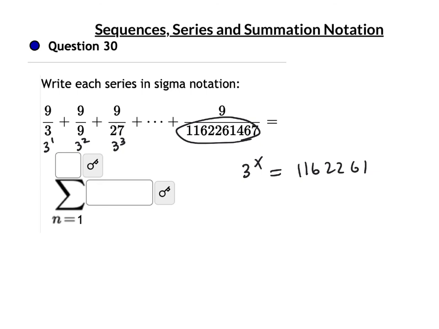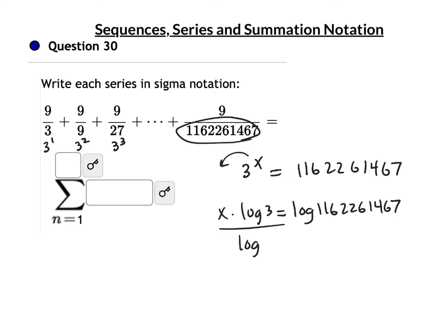I can find that out by taking the log of both sides and then bringing that down, x times the log of 3 equals the log of 116,226,1467, and dividing by the log of 3. Putting that in the calculator gives me an x of 19.